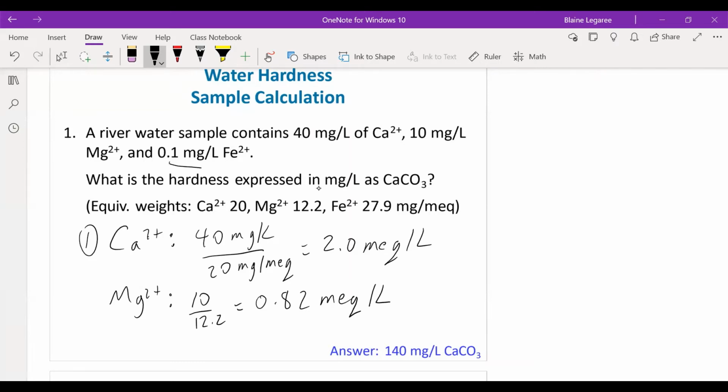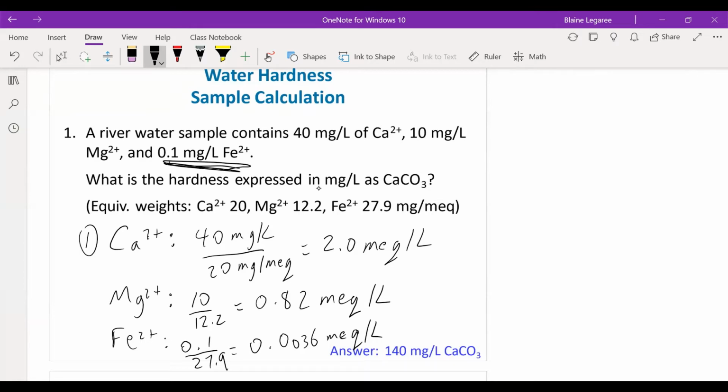Notice in this case I do have some iron up there, so let's do the iron. The iron is 0.1, a very small number, divided by 27.9. You're going to see it's a very, very small number, and it is 0.0036 milliequivalent per liter. Sorry about my handwriting, it's not so easy writing on the computer screen.